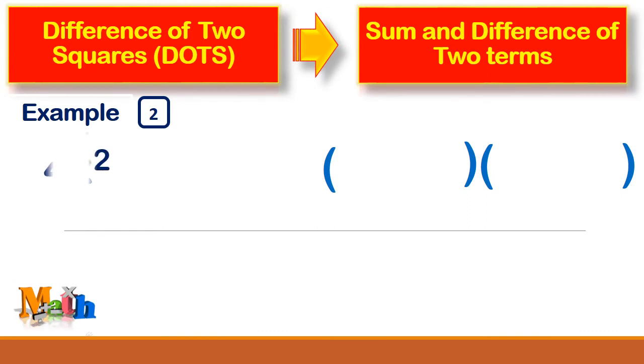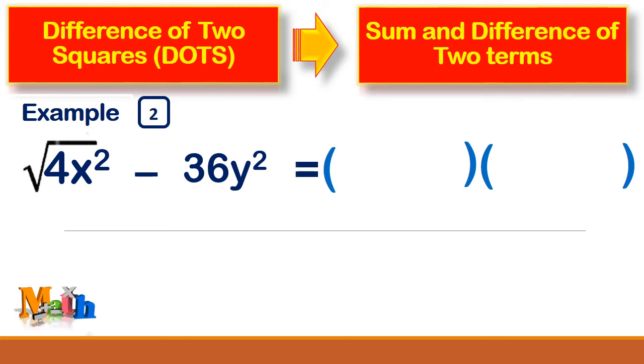Example number 2. We're going to get the factors of 4x squared minus 36y squared. So get the square root of 4x squared. So the square root of 4 is 2. The square root of x squared is x. So we have 2x. Since 2x times 2x is equal to 4x squared.